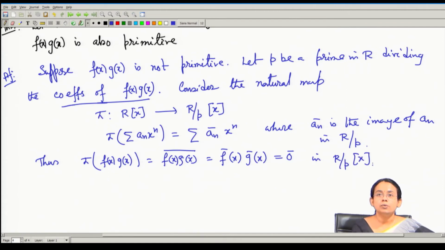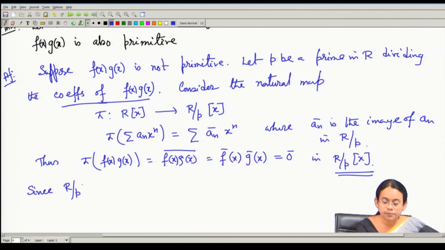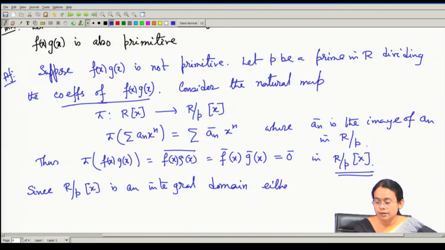But note that R is a UFD and P is a prime. So R/P is an integral domain, and the polynomial ring over an integral domain is again an integral domain. Therefore, the product of two polynomials being 0 implies one of them has to be equal to 0. So since (R/P)[x] is an integral domain, either f bar(x) is equal to 0 or g bar(x) is equal to 0.